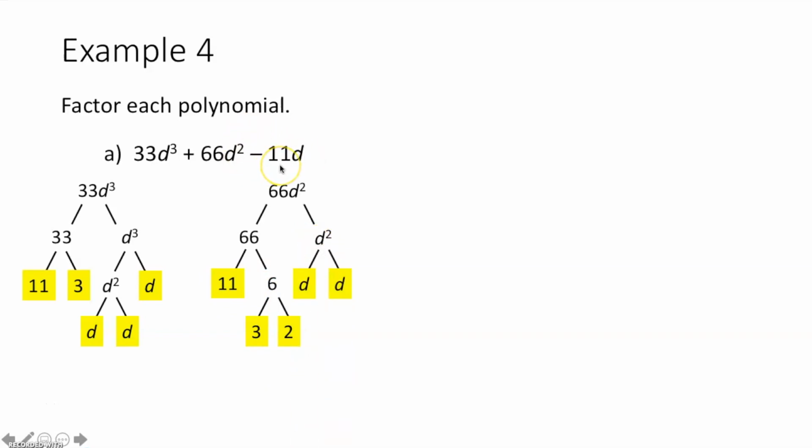Lastly, we go to our negative 11d, and we break that up, the negative 11 and the d first. Since it's negative 11, we want to make it 11 and negative 1. That way negative 1 is one of our factors. And then, wow, that's done. That was easy. Now we look for our greatest common factor.